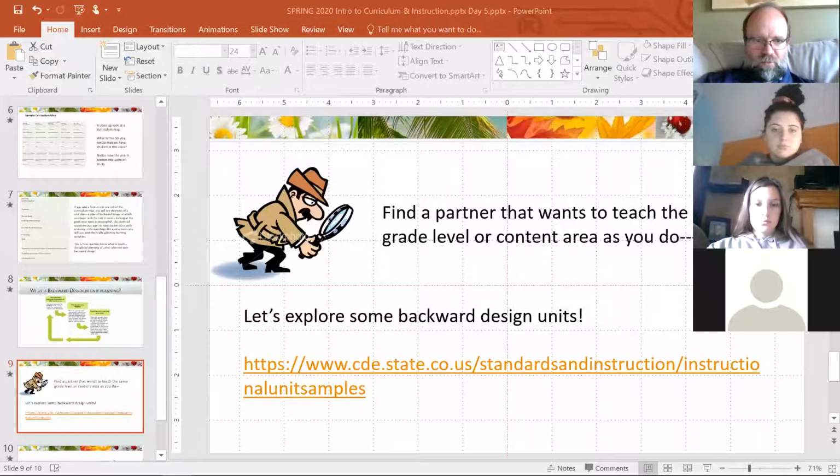So let's do a quick little sort of review. The last thing that we talked about, how do teachers know what to teach? We talked about unit planning. You looked at the curriculum map, some sample units. You went to the Colorado State website, looked at some sample units as kind of an introduction to this idea of backward design.